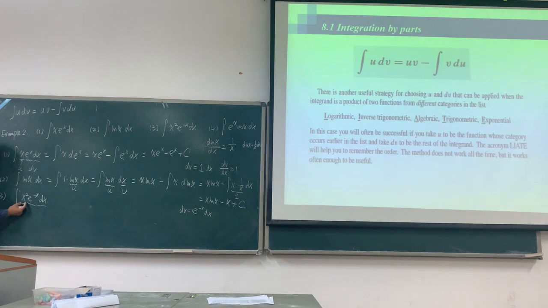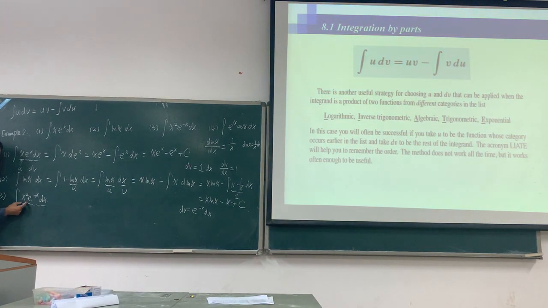Here, x squared is not a trigonometric function. No, it's an algebraic function. And e to the minus x is an exponential function. So following the suggestion, we should choose u to be what? x squared, yes, x squared.